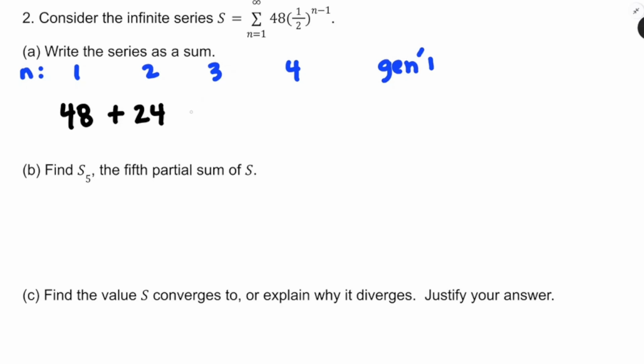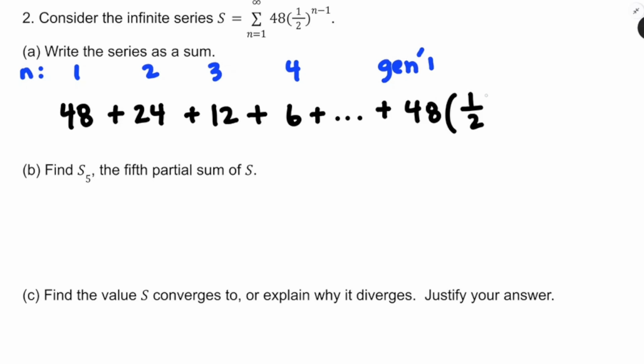So 48 plus 24 plus 12 plus 6 plus dot, dot, dot plus... Okay, you don't really have to do this because you've already got this information presented to you in summation notation. But if we were going to write it as a sum, we could write it like that. All right, and then find S5, the fifth partial sum of S. Okay, so that's when I would be adding up to 5 terms.